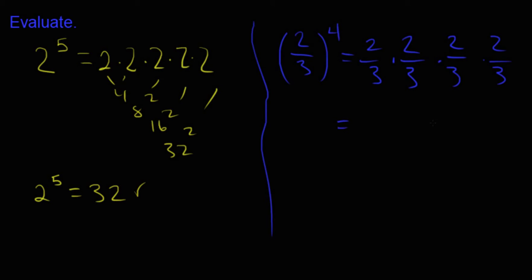We can put those all on one line, all beneath one line, so that's 2 times 2 times 2 times 2 over 3 times 3 times 3 times 3 equals 2 times 2, 4. 4 times 2, 8. 8 times 2, 16. 3 times 3, 9. 9 times 3, 27. 27 times 3, 81. Let's look at another example. Feel free to pause video.